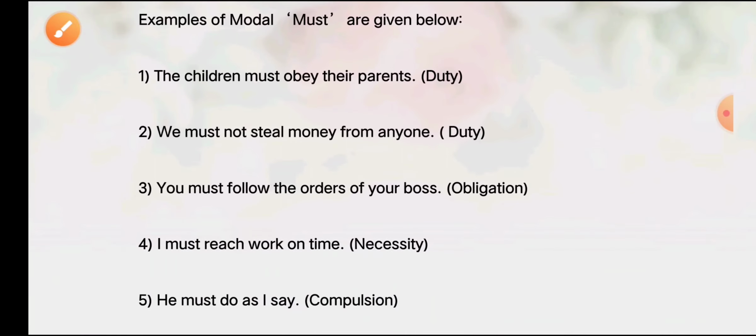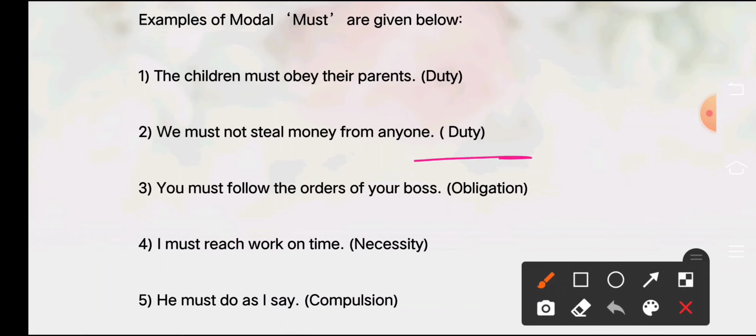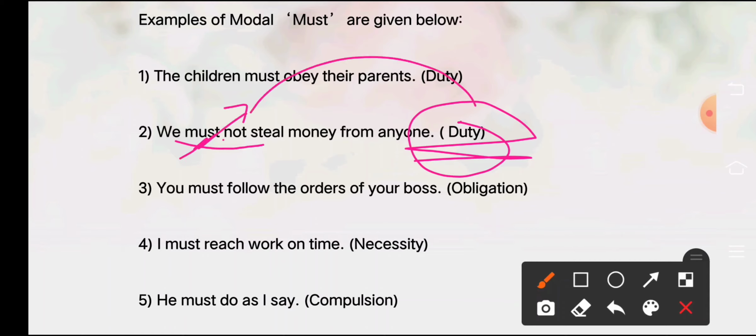Next one is: we must not steal money from anyone. So this is also our duty, right? That we should not steal anyone's money. So this is must. Here also it is our foremost duty, which we have to do. So we must not steal money from anyone.